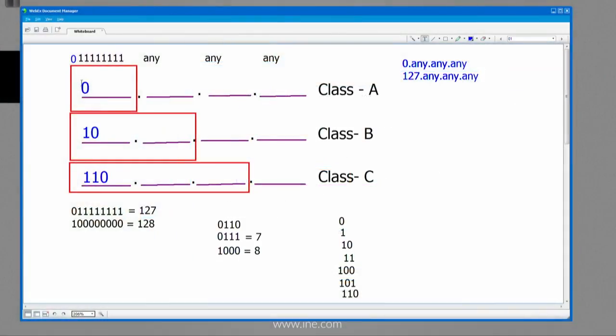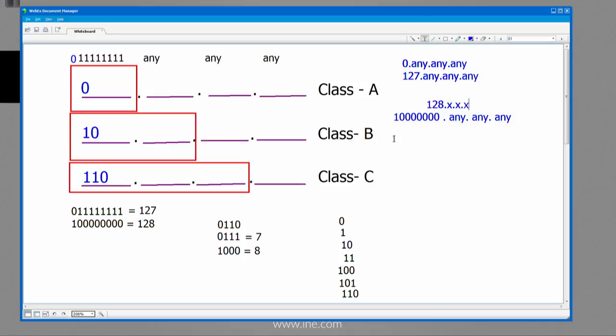Now if we look at class B, we can do the same type of thing. The smallest class B address would be 10, let me do this, dot anything dot anything dot anything. So that is 128. I'll put this up here. 128 dot, I'll just say XXX, because those X's could be any number.